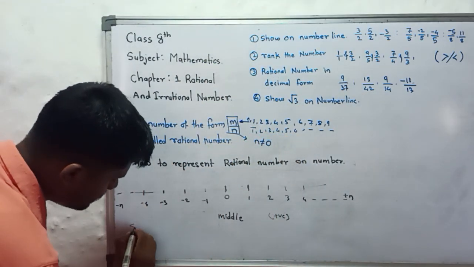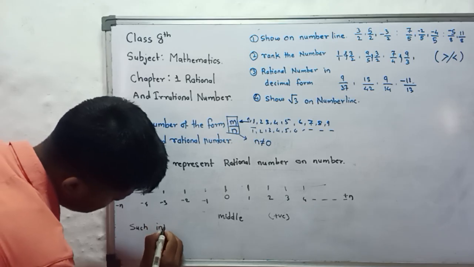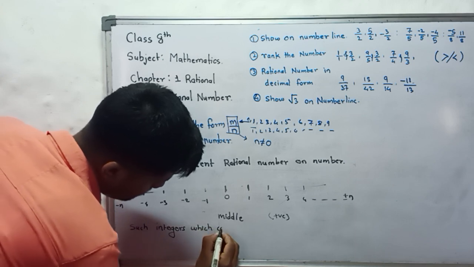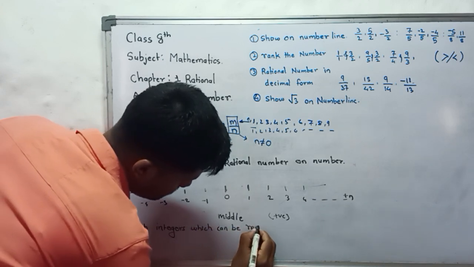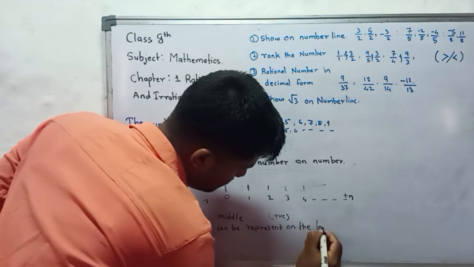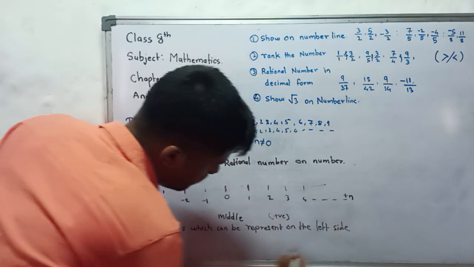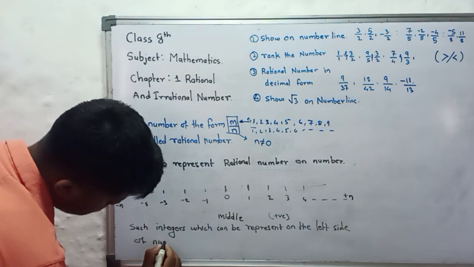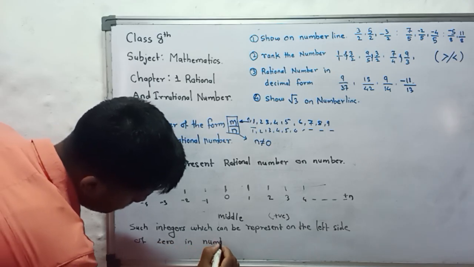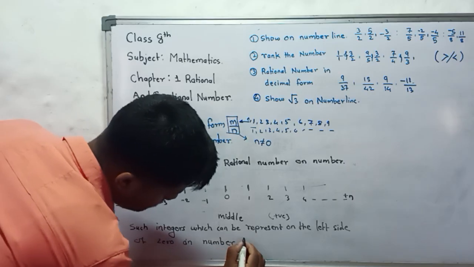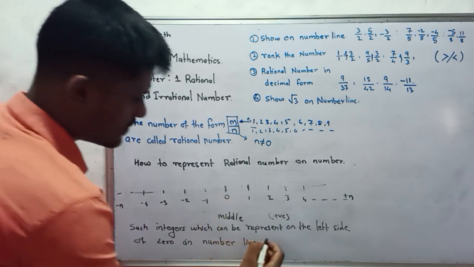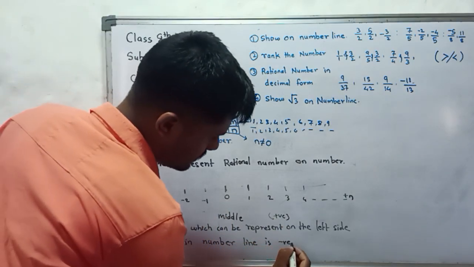So such integers which can be represented on the left side of 0 on the number line are called negative integers.